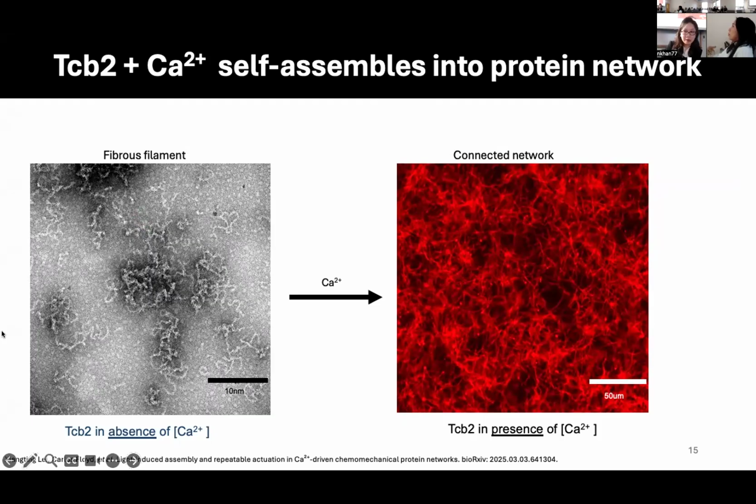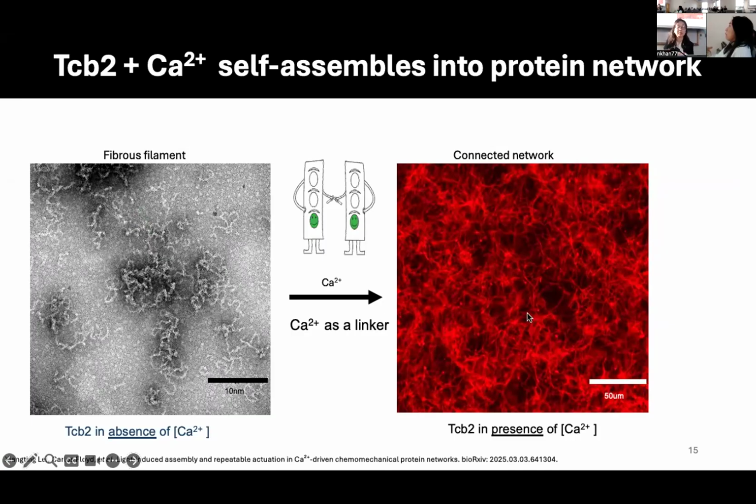The image on the left-hand side is a TEM, and you're seeing the TCB2 without the calcium. You're seeing these 200 nanometer filaments forming here. And once we add the calcium into the system, the whole network forms. Basically, what happens here is that the calcium acts as a linker to connect the whole TCB2 system from the filament to a micrometer network.